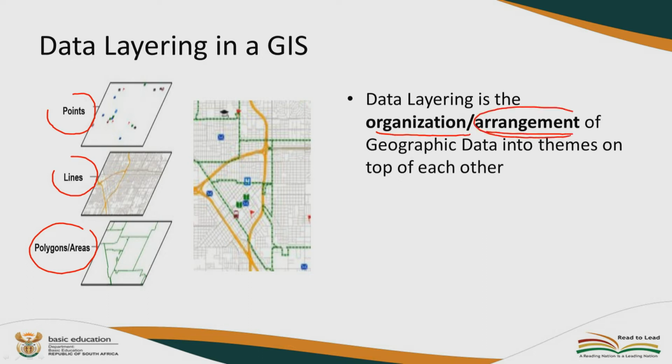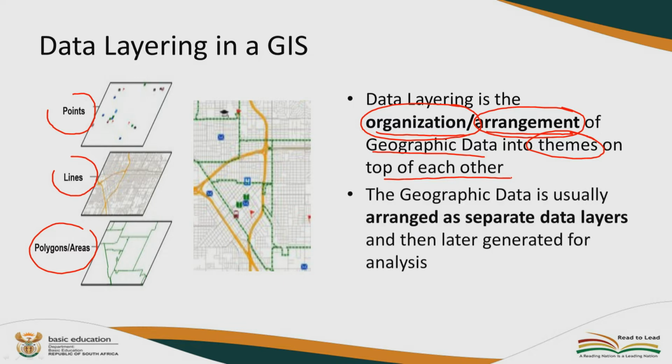I would prefer you to use either one of these two words when defining data layering in a GIS: organization, or arrangement of geographic data into themes. The key words have been circled: organization, arrangement, and themes. This is how a data layer is created to create a topographical map. Let's look at the applications of data layering. It's usually arranged as separate data layers.